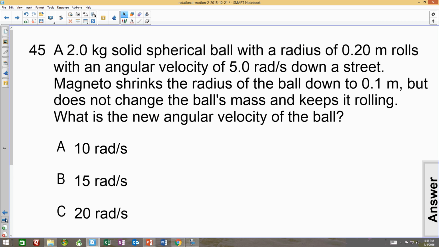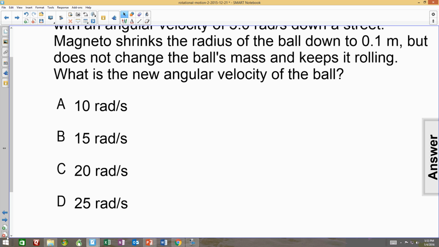So, a 2.0 kilogram solid spherical ball with a radius of 0.20 meters rolls with an angular velocity of 5 radians per second down a street. Magneto shrinks the radius of the ball down to 0.1 meters. I didn't know he had that power. But he does not change the ball's mass and keeps it rolling. What is the new angular velocity of the ball?